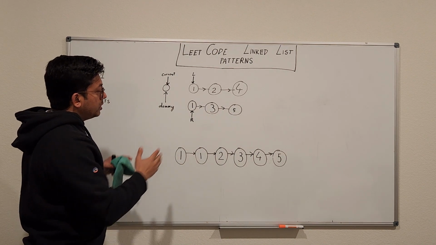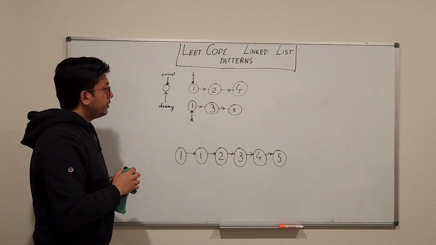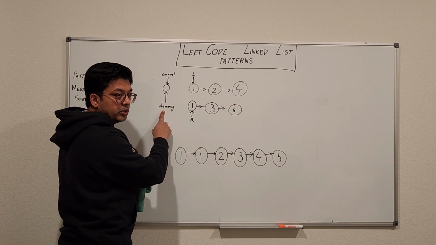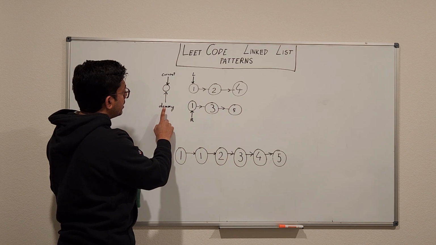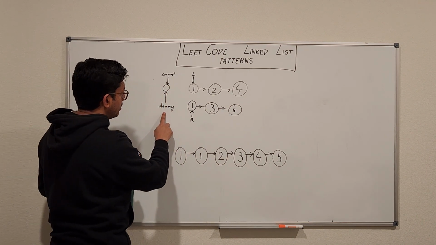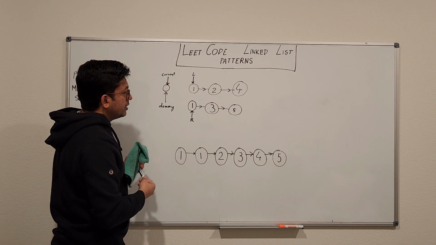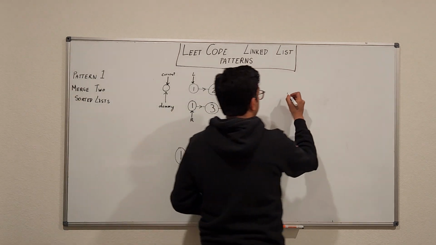Now to merge these 2 together, what we do is first we declare a dummy node. Okay, and we have 2 pointers to it. One is a dummy pointer and the other a current pointer. So it will be something like this.